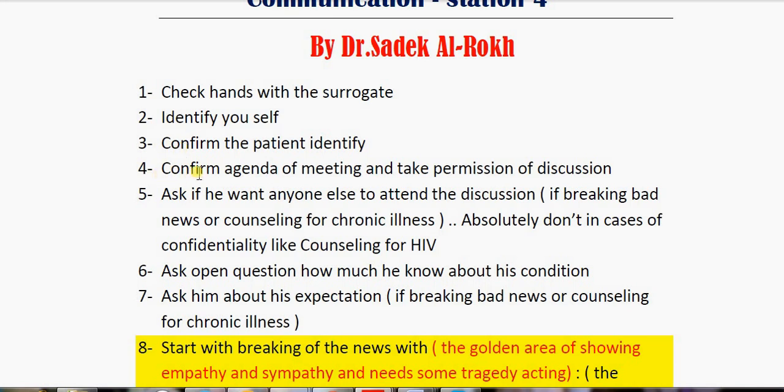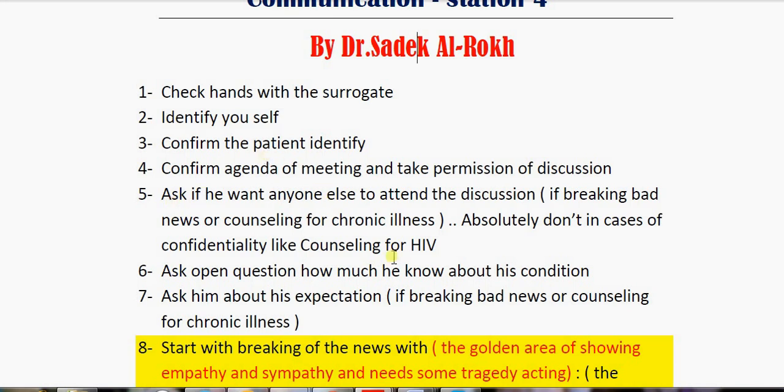Okay. Then confirm the agenda of the meeting. We are together today to discuss some issues related to your condition, or to discuss the results of your imaging or your blood test. Is that alright with you? This is confirming the agenda of the meeting and taking permission from the patient. If it is a case of counseling for chronic illness or breaking bad news, which are the most common cases in the exam, ask the surrogate if he wants anyone else to attend this discussion.